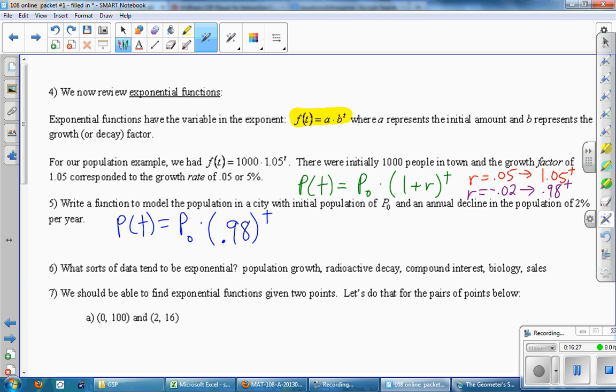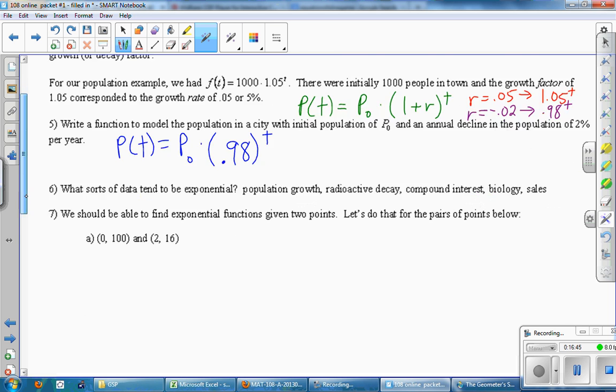Number 6, what sorts of data tend to be exponential? Population growth, like we just saw, radioactive decay is a good exponential decay kind of problem. Compound interest is exponential growth. Biology, lots of population stuff, lots of things growing in biology. And sales also are often exponential.